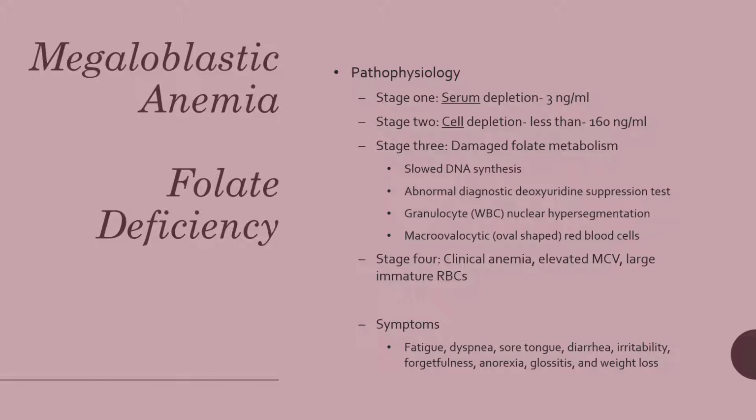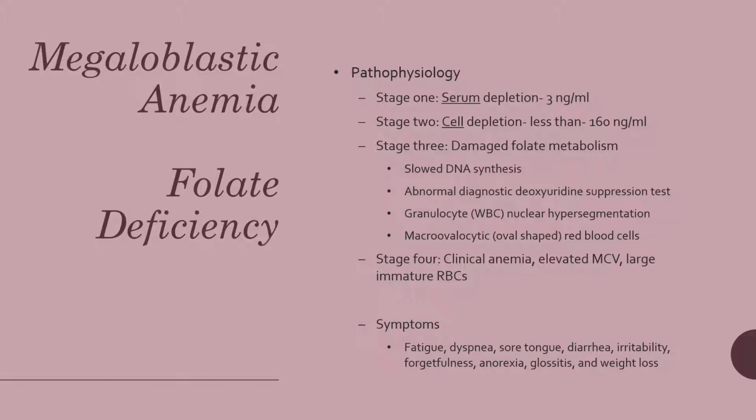I will actually see some abnormalities now that will show up in my white blood cells, and there will be some lines within the nucleus that a trained pathologist can take a look at and identify. And probably most markedly, the red blood cells themselves are large and they are abnormally oval shaped. So they're clearly not what we want to see for an effective red blood cell. By stage 4, we have the signs of the clinical anemia. We'll have an elevated mean corpuscular volume and very, very large immature red blood cells.